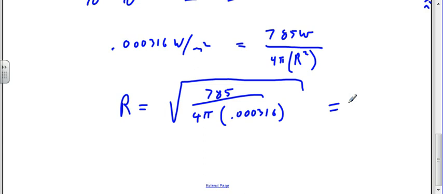Square root of 785 divided by 4 divided by pi divided by 0.000316, and I end up with 444 meters. And how many significant digits do you think we have? We only have 2, so we'll call it 440 meters.